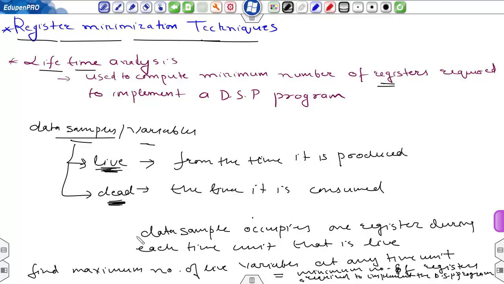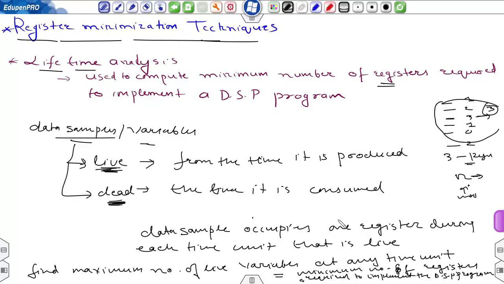So at any given instant of time, one register is required for one data sample. So suppose we have n live variables and n is maximum. Okay, so suppose these are different instants of time. At this time, suppose the live variable count is 1. In this instance it is 2, it is 3, then again 1, then 0, then 2. The maximum value is 3. Okay, so 3 registers are required to implement the corresponding DSP program.